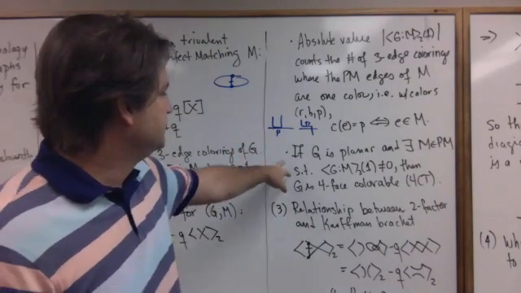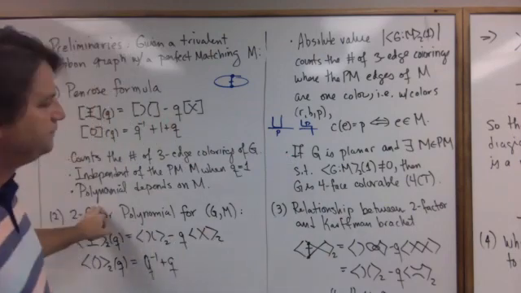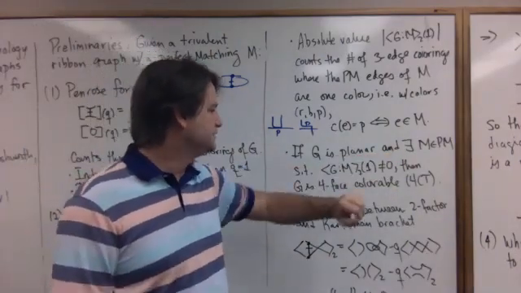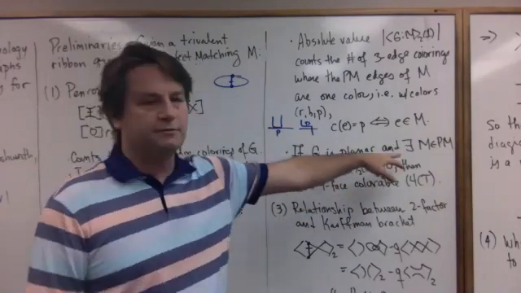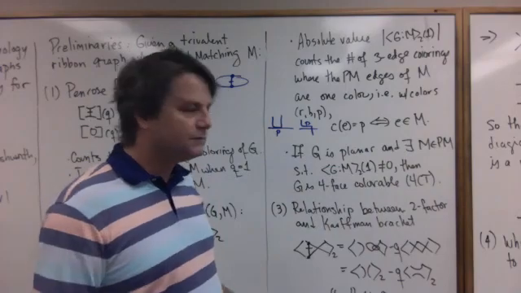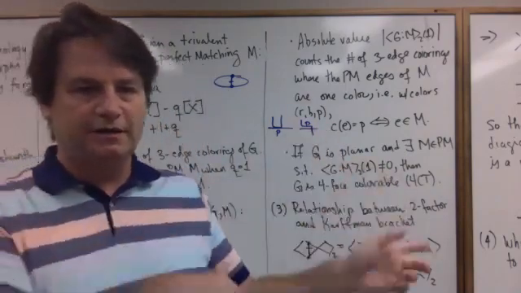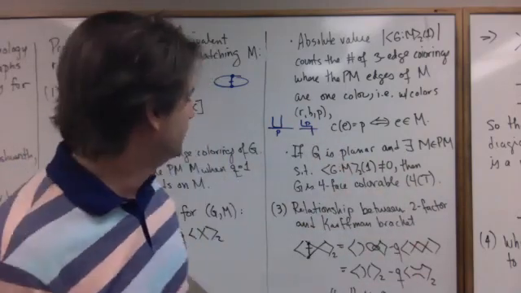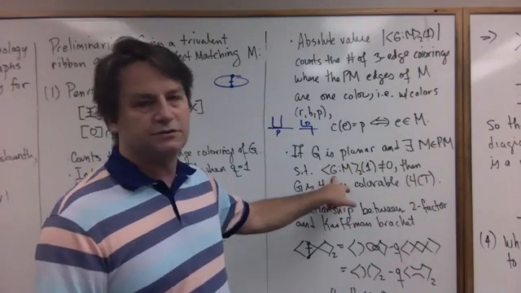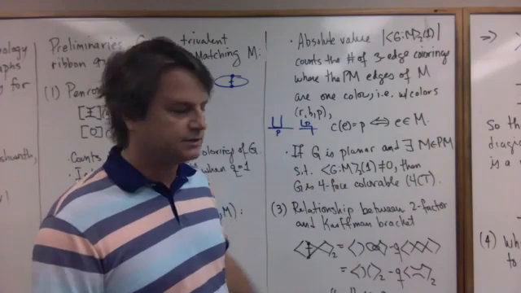And if G is the same thing as over here, as in Penrose, if G is a planar graph and there exists an M, a particular perfect matching, such that this is non-zero, then it's three-edge colorable, then it's got a four-face coloring.